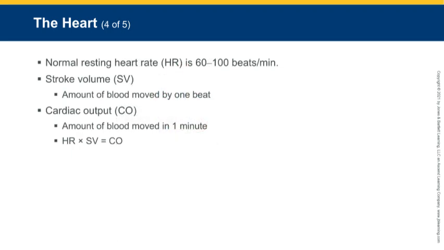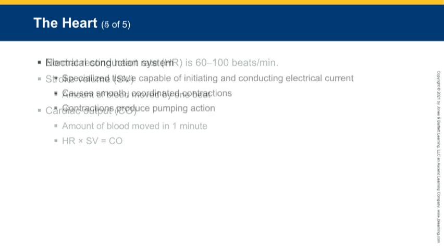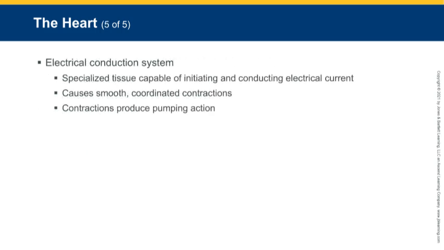The normal resting heart rate is 60 to 100 beats per minute. Stroke volume is the amount of blood moved by 1 beat, and cardiac output is the amount of blood moved in 1 minute, calculated as heart rate times stroke volume. The heart's electrical conduction system consists of specialized tissue capable of initiating and conducting electrical currents, causing smooth, coordinated contractions that produce the pumping action.